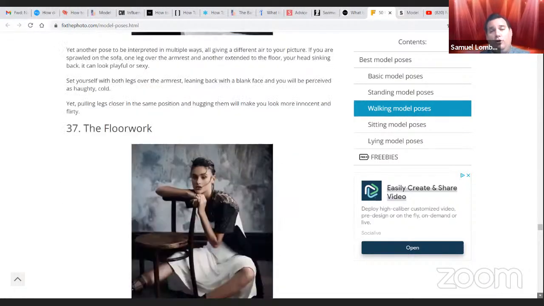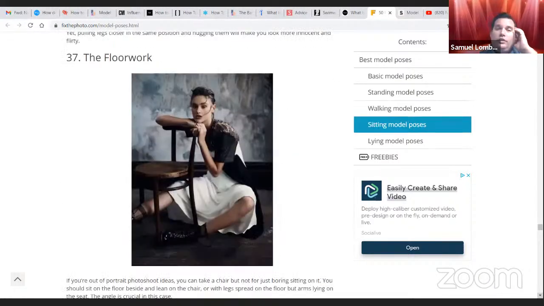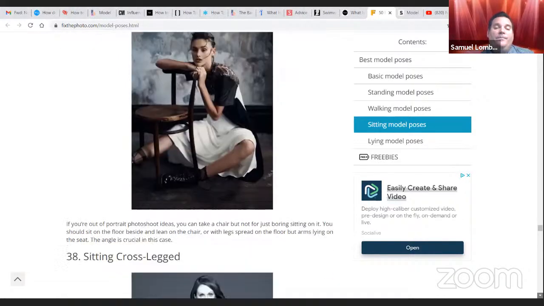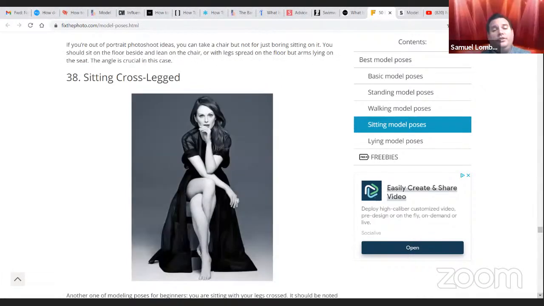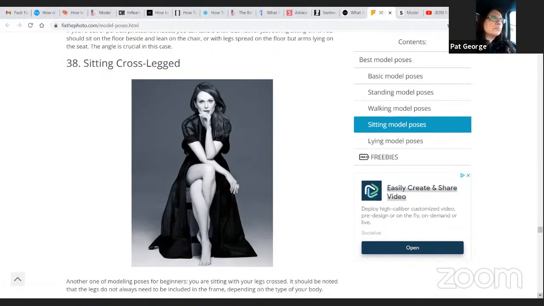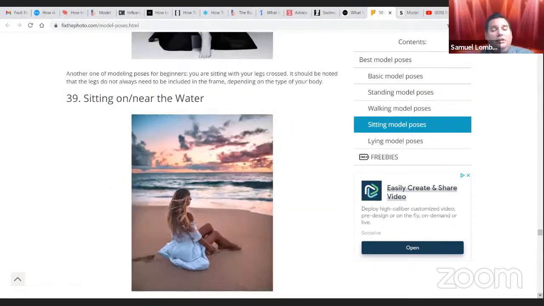The floor work pose. So this is one where you'd be sitting on the floor and maybe you have a little bit of a chair there that you can lean into. All right. Sitting cross-legged pose. So she's basically just sitting on a chair, but she's crossed her legs completely. Sitting on or near the water.